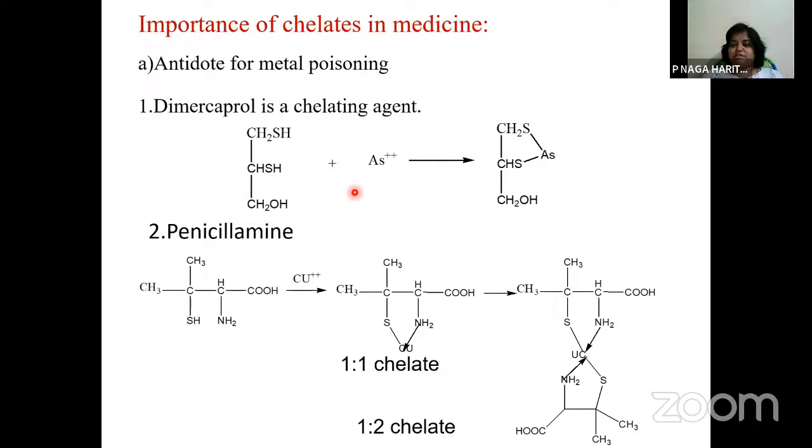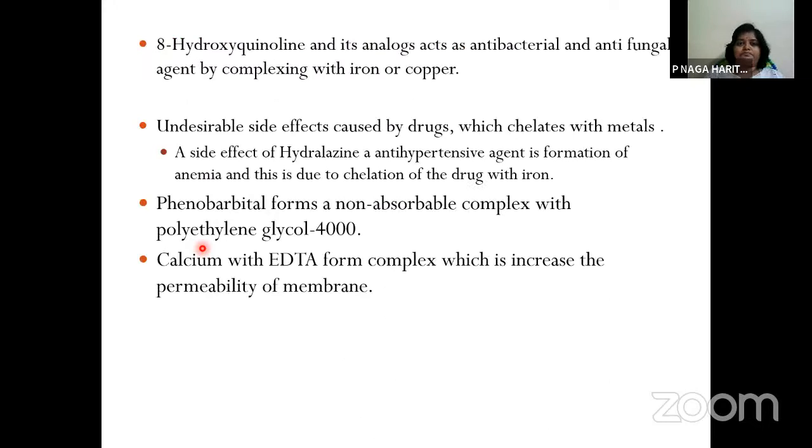This is the arsenic, which is a metal poison. This dimercaprol is going to form a complex with the arsenic, forming the complexing agent. This particular complexing agent cannot cross the biological membrane, and it is going to stop the toxic properties of the arsenic. Okay, and the next one, penicillamine, is another such example of a chelate. 8-hydroxyquinoline and its analogs act as antibacterial and antifungal agents by complexing with iron and copper. These are other examples again.